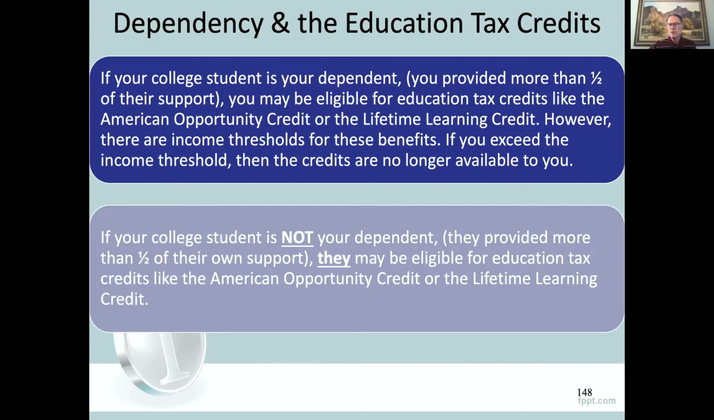Here are the questions. Where do you live? At home. Who pays the rent or the mortgage and the property taxes and the utilities and the insurance? My parents do. Then they're paying more than half of your support. So you are their dependent, period.